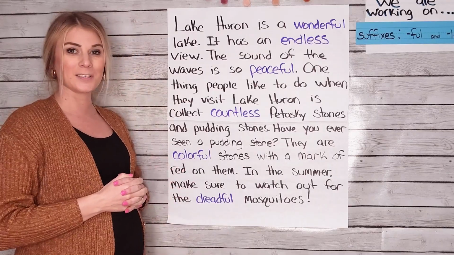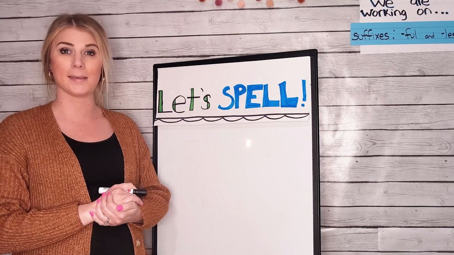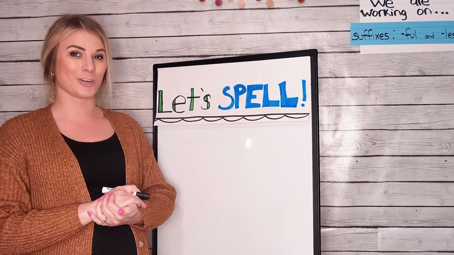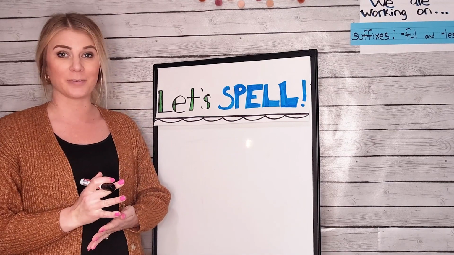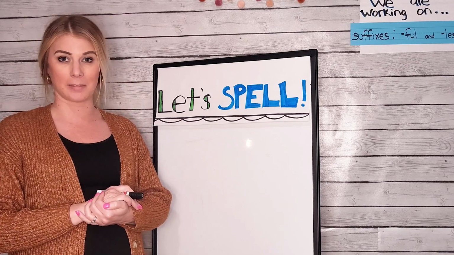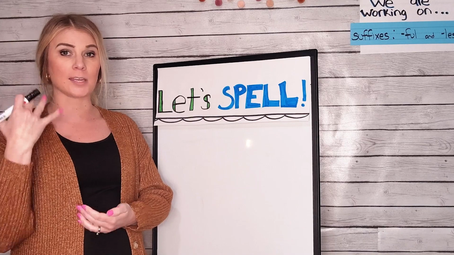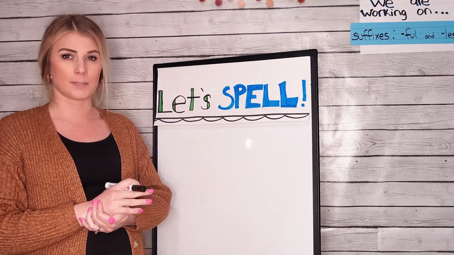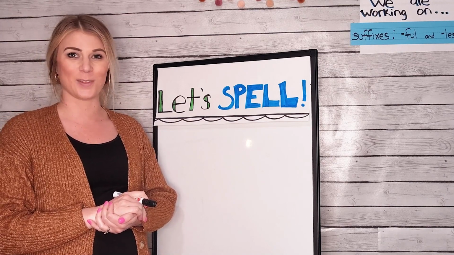Great job, readers. We've had lots of practice reading our words that end in our full and less suffixes. Now let's see if we can try spelling some of them. For this activity, you'll need whatever you have to write on and something to write with. When we think about spelling words, first we visualize or see the word parts in the word, and then we try and think about the sounds that are in each of those word parts. Are you ready to try this with me?